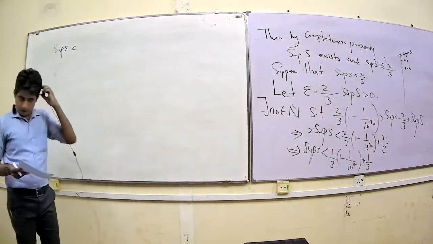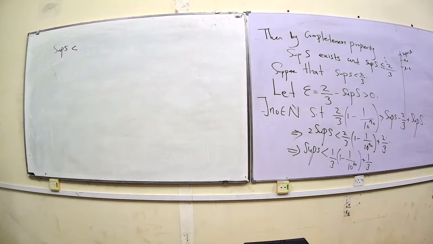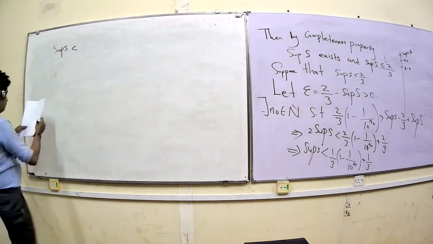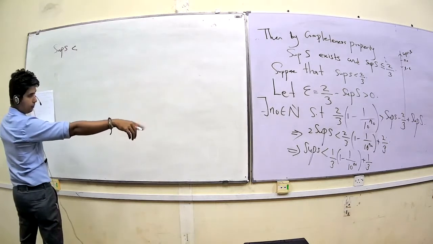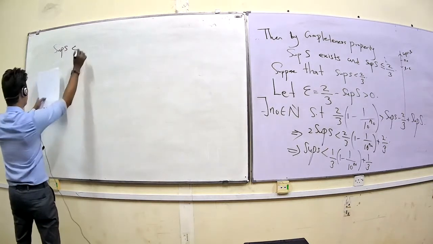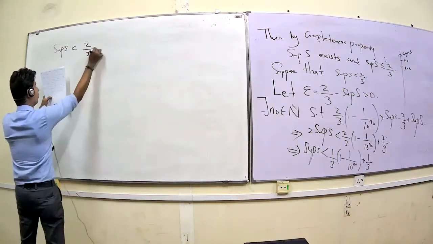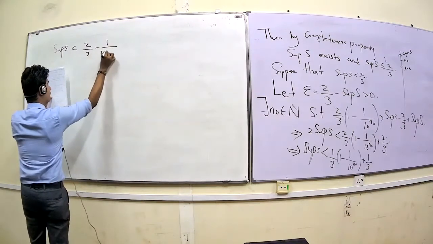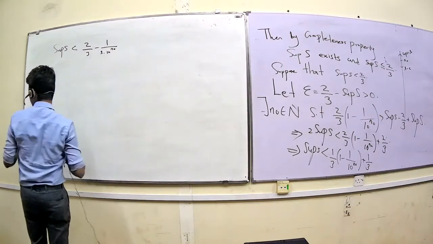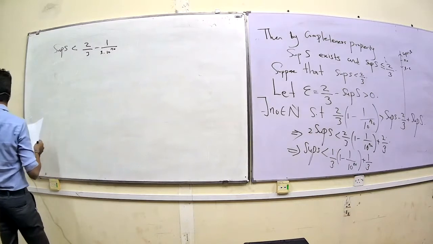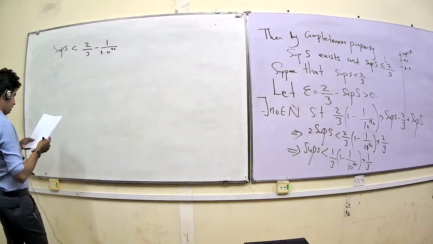Now you can manipulate this one, right? Supremum of S, supremum of S. Here you can take 1 by 3 inside. Therefore 2 by 3 minus 1 over 3 into 10 to the power n naught. So, okay, 3 over 10 to the power n naught.